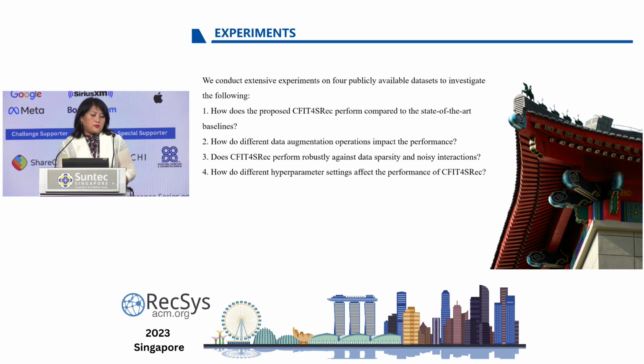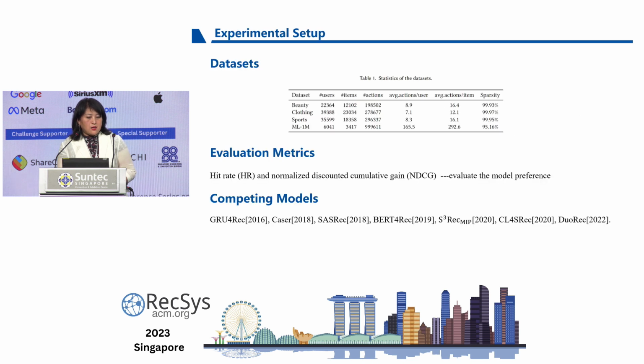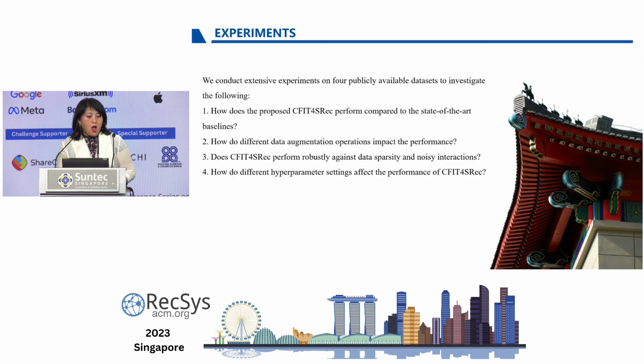Next, let's introduce the experiment part. We conduct extensive experiments on 4 publicly available datasets to investigate the following questions that we consider, which are beauty, clothing, sports, and ML1M. The first research question we consider is, how does the proposed model perform compared to the state-of-the-art baselines? Second, how do different data augmentation operations impact the performance of the model? Third, does the proposed model perform robustly against data sparsity and noisy interactions? Fourth, how do different hyperparameter settings affect the performance of the proposed model?